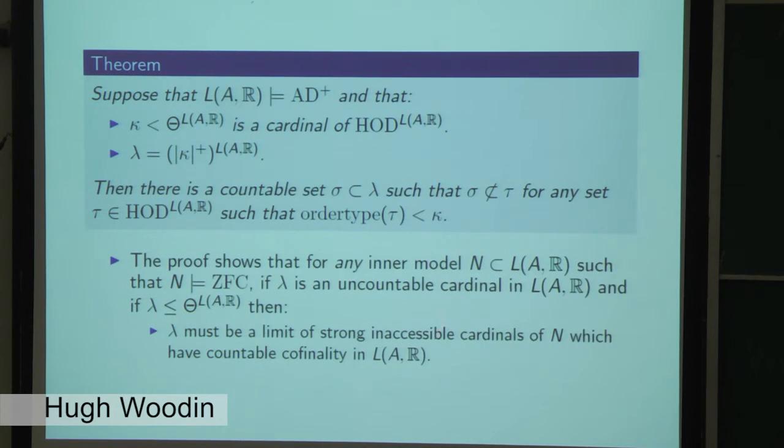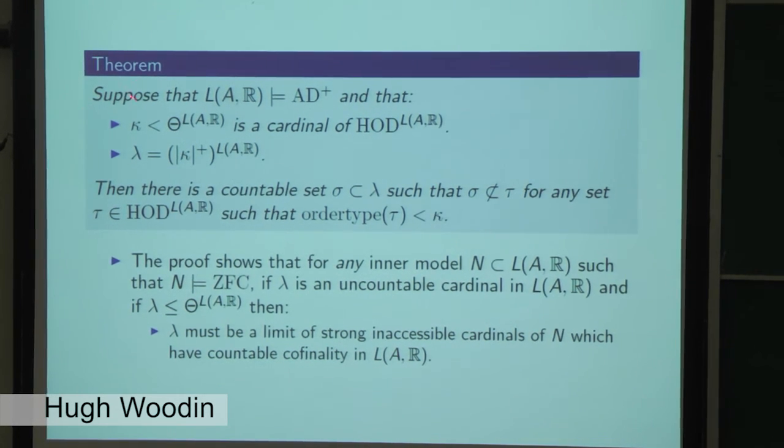That's what we want. What's the proof really showing? If you take any inner model of L(A,R) that's a model of ZFC, if lambda is an uncountable cardinal in L(A,R), and lambda is less than or equal to theta, then lambda is a limit of strongly inaccessible cardinals of N which have countable cofinality. Who is kappa in the theorem? That's given.